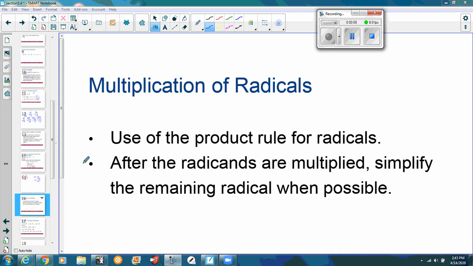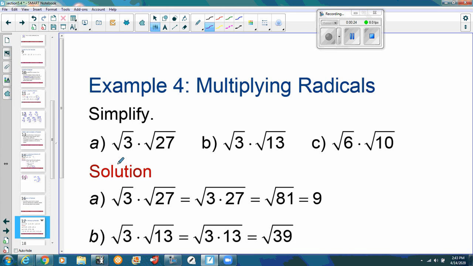So far we've simplified radicals, we've added and subtracted them. Now, to multiply them, it's a little bit easier because they can be different, just like when you multiply fractions. So use the product rule for radicals. All you do is say, okay, 3 times radical 27, you would just multiply the numbers and then you simplify the radical if you can.